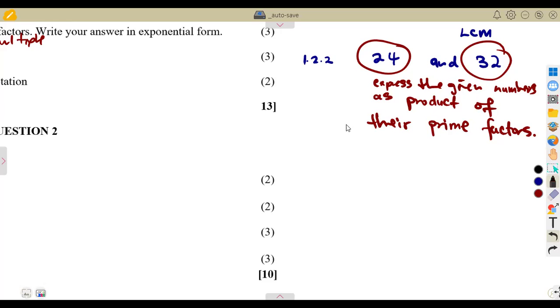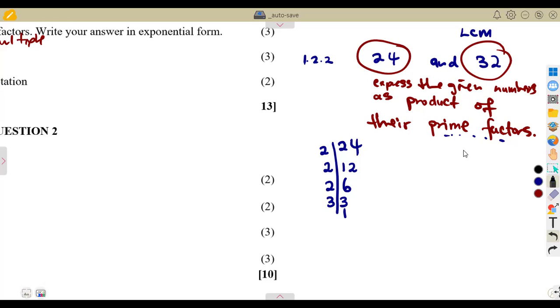It's up to you. So let's start with 24. We write each number as a product of its prime factors. You divide 24 by 2, you are going to get 12. You divide again by 2, 12 divided by 2 is 6. You divide again by 2, 6 divided by 2 is 3. Then 3 divided by 3 gives us a 1.